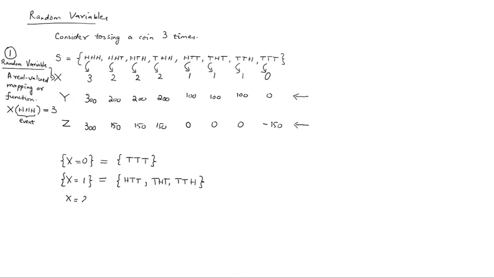Okay, let's keep going. What is this set? Head, head, tail; head, tail, head; tail, head, head. And what about this one? Triple heads. This set only contains one outcome, one element, and that is head, head, head.